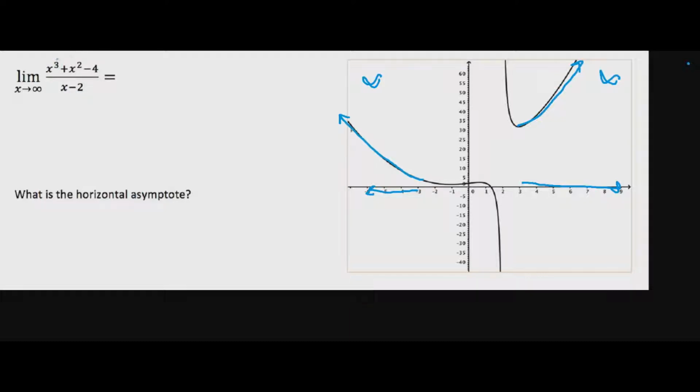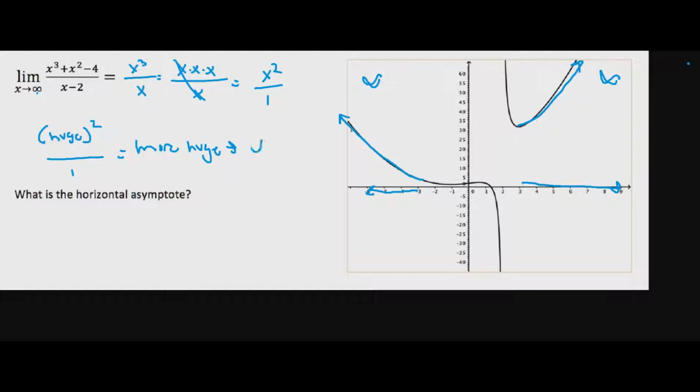The highest degree on the numerator is x to the third, so I'll write x to the third divided by, well, it's just x. This is the same thing as x times x times x divided by x. That cancels out, and I'm left with x squared over 1. Now you can see clearly why we're going to get infinity, because we're going to plug in a really big number in here. Let's say huge squared divided by 1 is going to equal more huge. It's just going to keep getting bigger and closer to infinity.